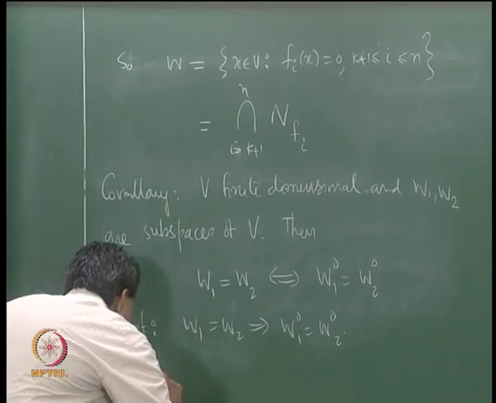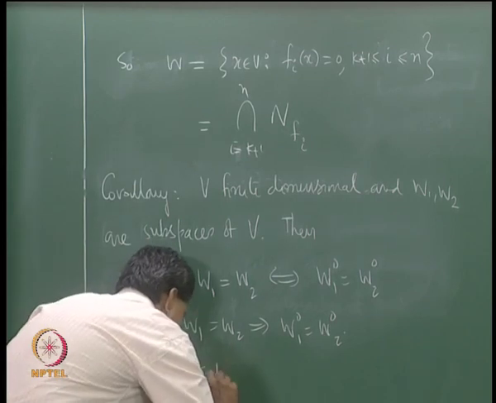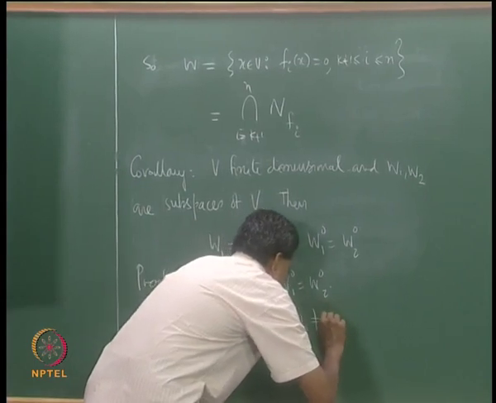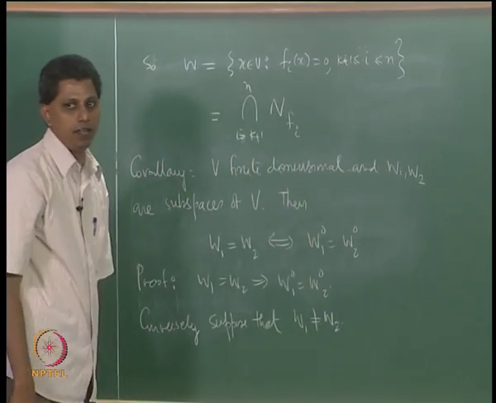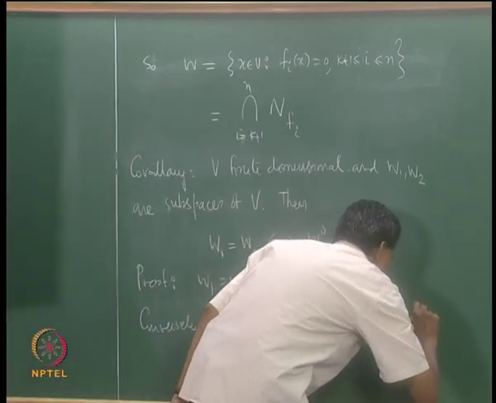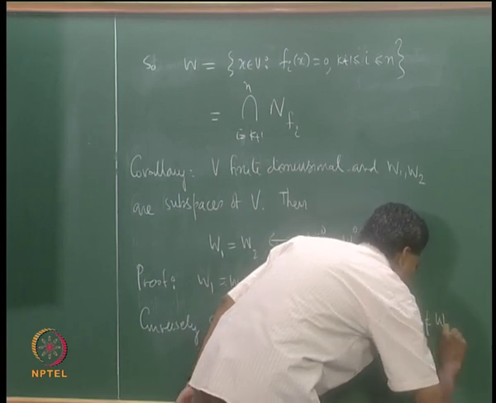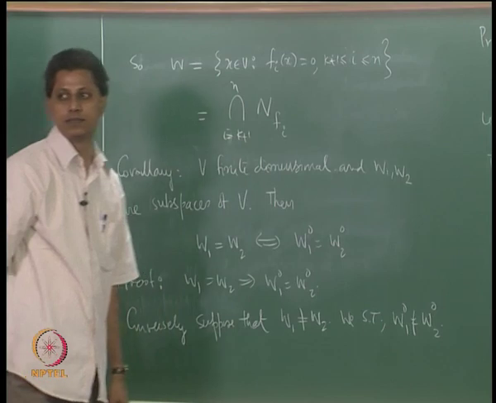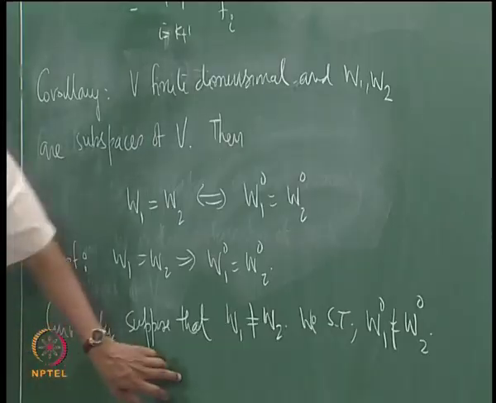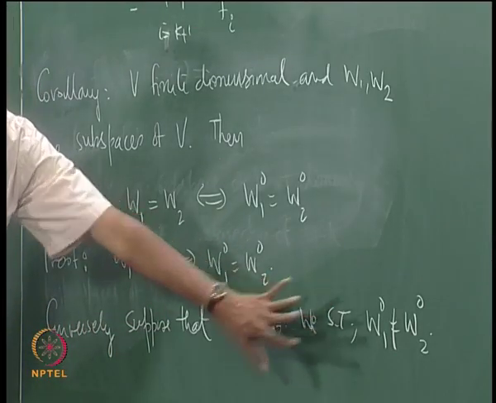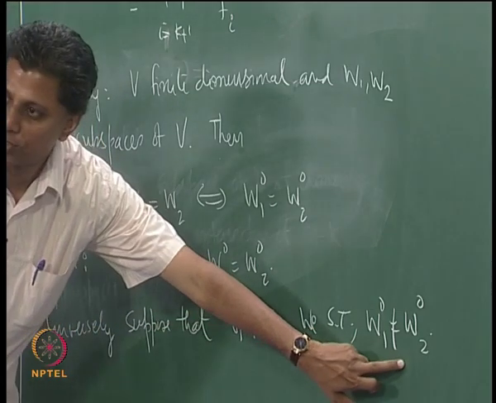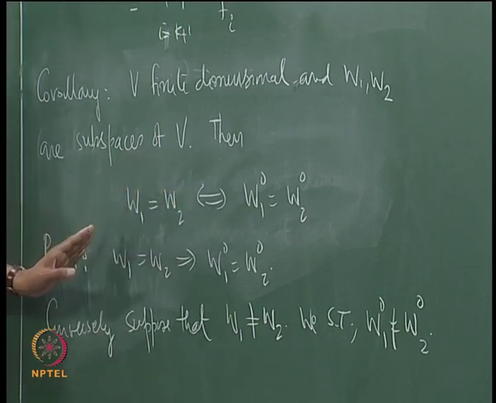Conversely, let us suppose that W1 is not equal to W2. We will show that W1 0 is not equal to W2 0. This is really the converse, because what is the meaning of this? W1 not equal to W2 implies W1 0 is not equal to W2 0. This is the same as saying W1 0 equals W2 0 implies W1 equals W2. That is a converse.